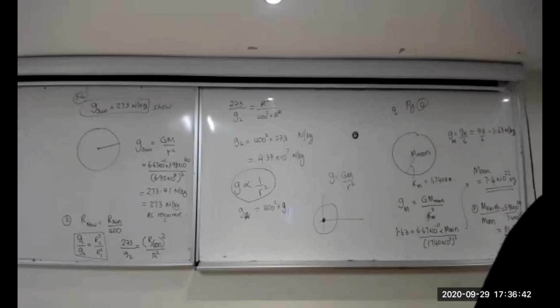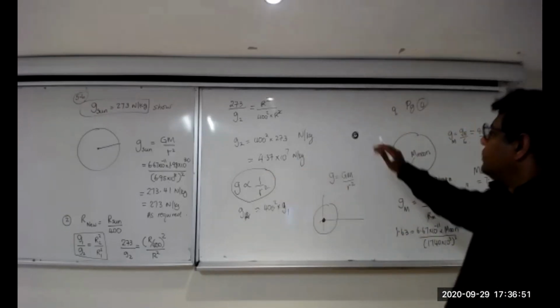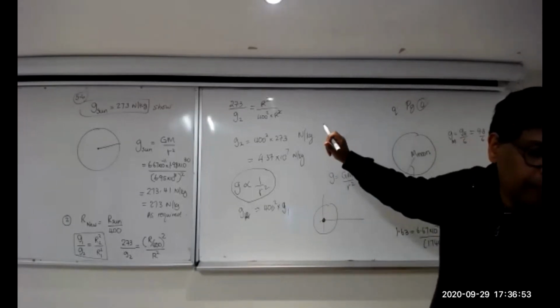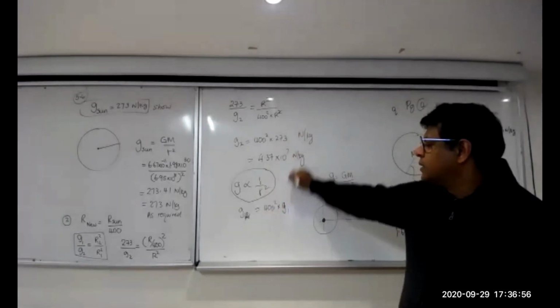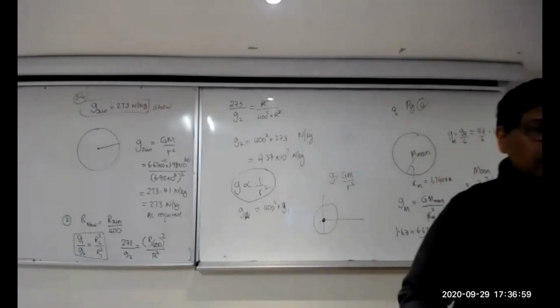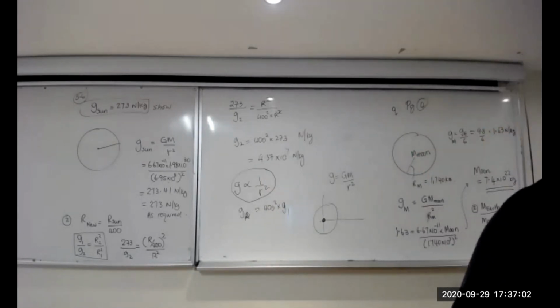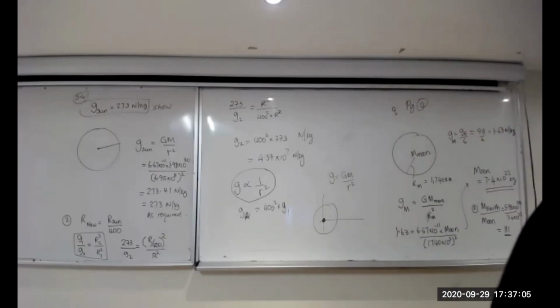All right, we'll move on. I'm just talking about the question on page 5. Any questions, guys, on this? Anything not clear? How are we getting this 400 squared? You guys are reasonably comfortable? If the radius is half, your gravitational field strength will increase by a factor of 4. If the radius is reduced to 1/400, your gravitational field strength increases by 400 squared.